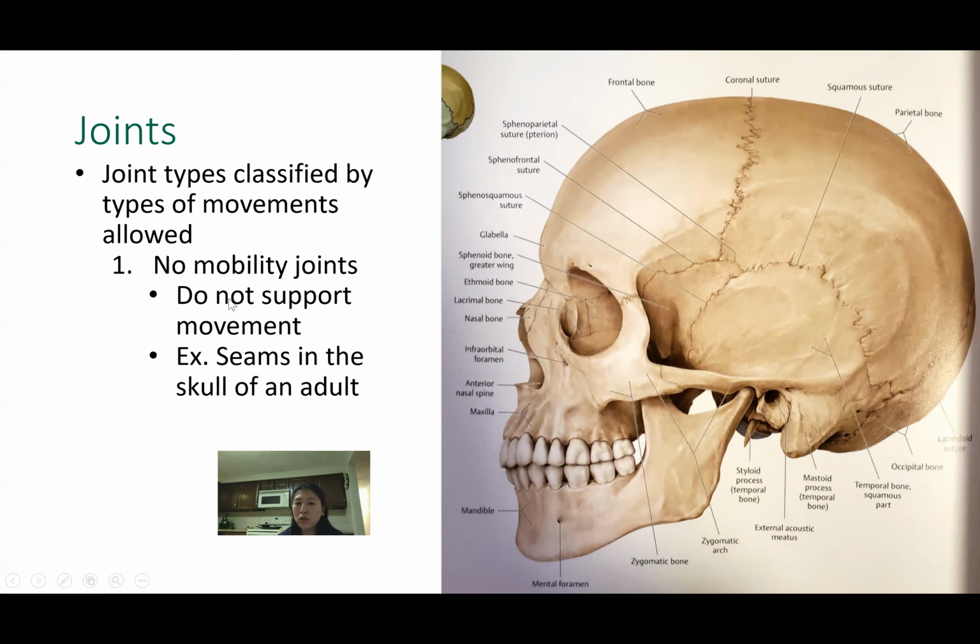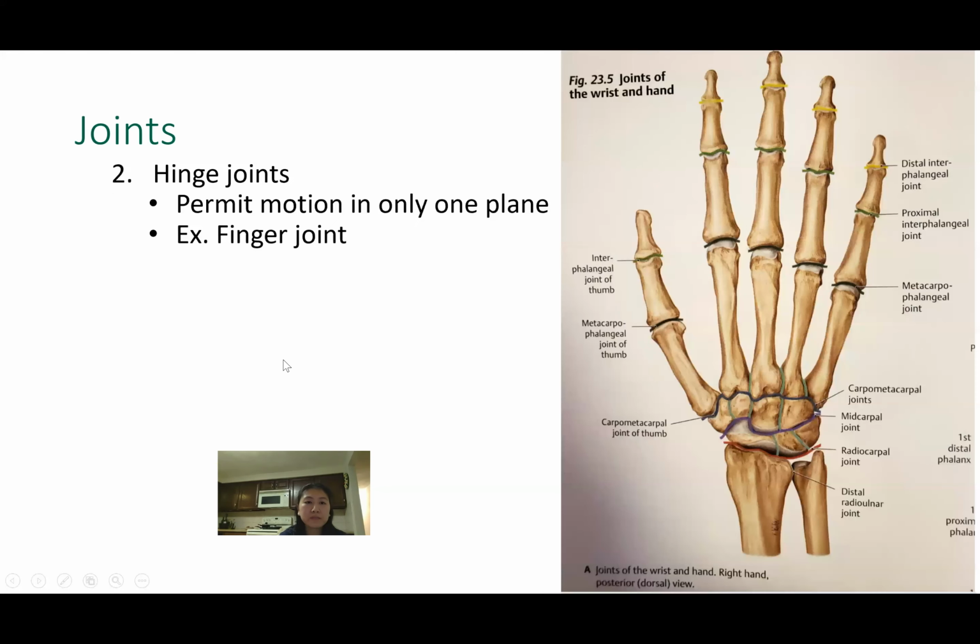Number one type is no mobility joints. So we just talked about sutures. Sutures are not meant to be moving around. So they are meant to be rigid and protective of the brain, the contents that are inside.